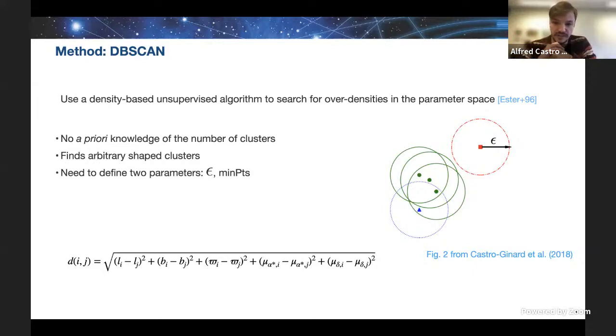So to account for distances between stars, we use this statistical distance, which in our case is the Euclidean one, with the standardized parameters to account for different ranges of every parameter. So from now on, when I talk about distance between stars, I will be talking about this statistical distance.